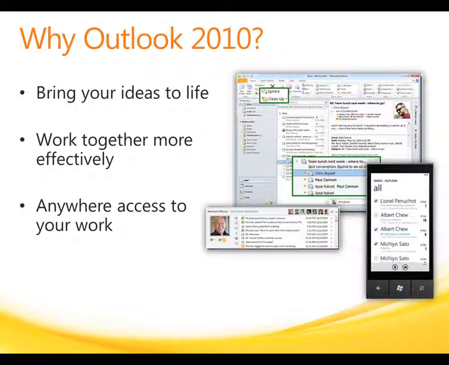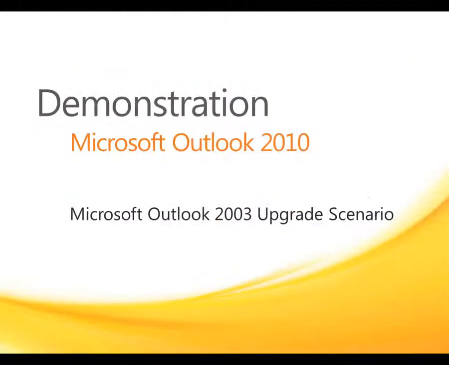to your email communication. We're also going to talk about working together more effectively as it relates to working in email conversations, working within your calendar, and we'll also look at anywhere access to your work. And we'll talk about not only using Outlook on the desktop, but also being able to use the Outlook web application in the browser, as well as being able to synchronize down to a mobile device. So we'll look at these things throughout the course of the demonstration today. Again, this is mostly targeted to those of you upgrading from the Outlook 2003 product.